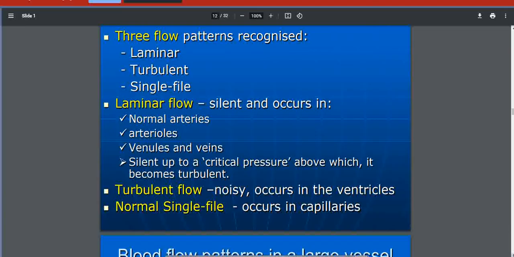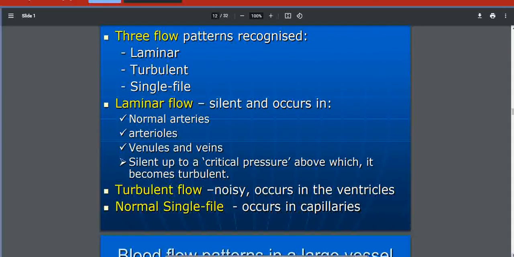They are silent up to a critical pressure above which it becomes turbulent. That is, it remains silent up to when it is somehow disturbed or distorted in a critical way, then it becomes turbulent. So laminar can change to turbulent if the normal parameters are affected. The turbulent flow is always noisy, and occurs mostly in the ventricle.